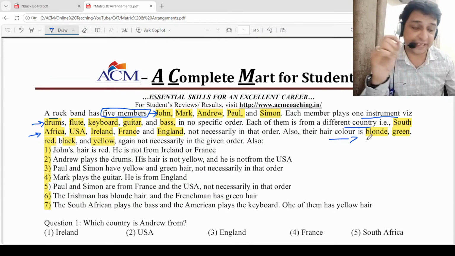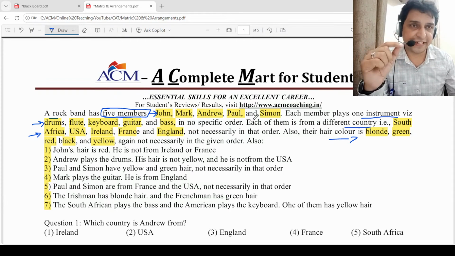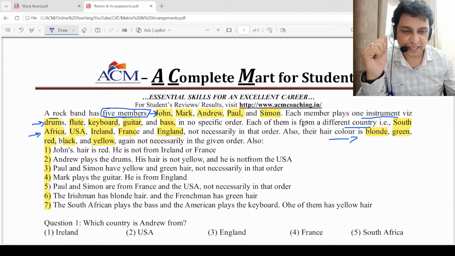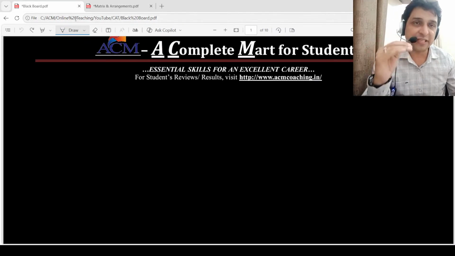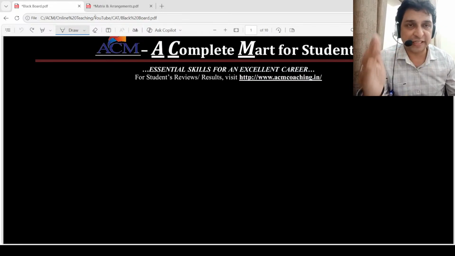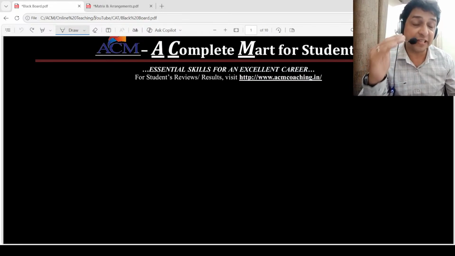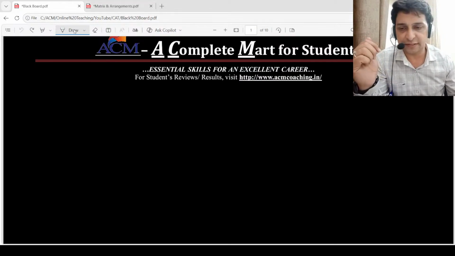And there are a total of 4 categories. The first category is the names. Second category is the instrument. Third category is the countries. And the fourth category is the hair. So it is suggested that as long as you have 2, 3, or 4 categories, and you have the content of at least 2 of the categories, you should opt for the matrix method. Otherwise, you can go for the table method.